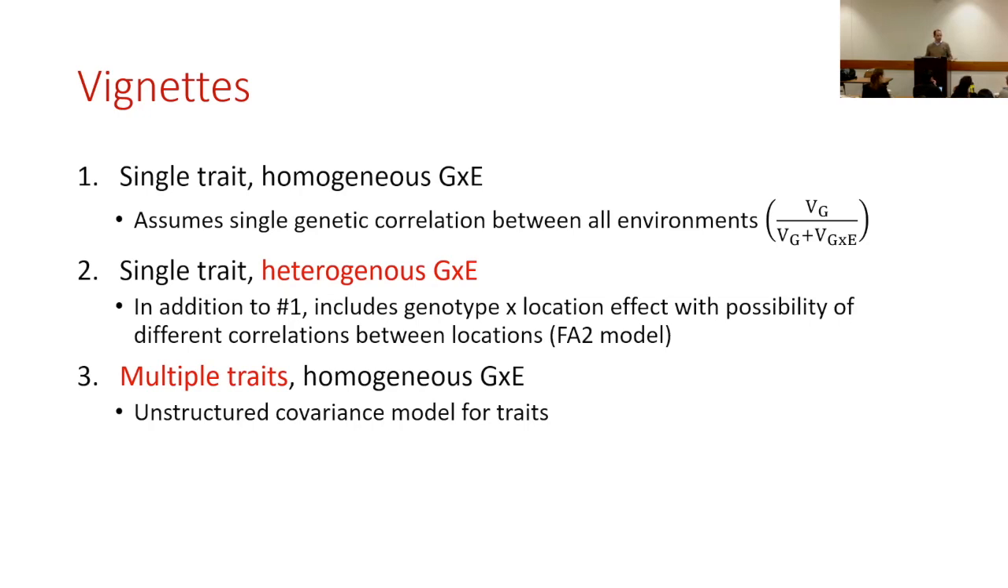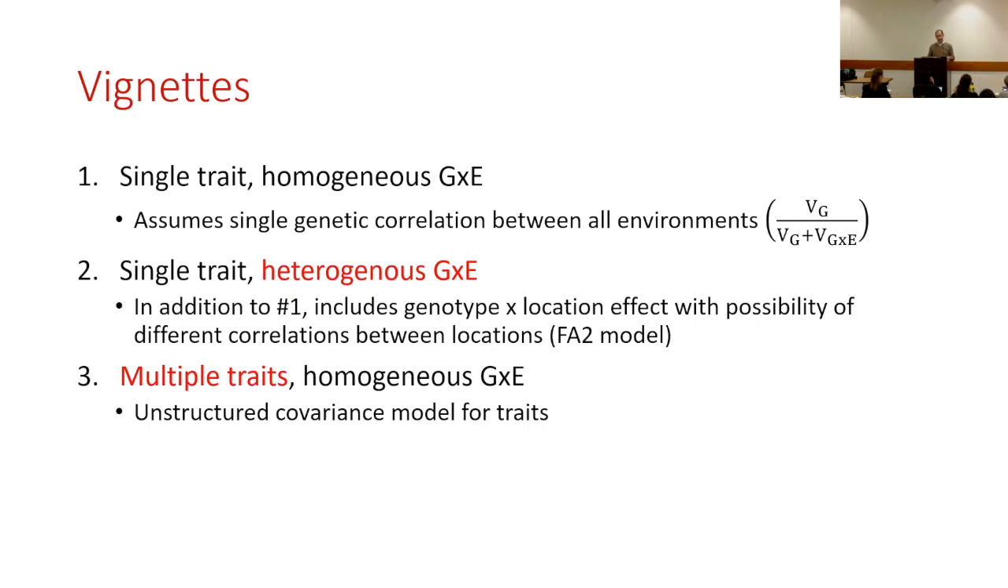Then we can go to a more complex G by E model, or what I'll call heterogeneous, where layered on top of this homogeneous G by E is another kind of G by E for a different factor. The most common application would be locations in a plant breeding context, but from a mathematical point of view, it could be management or other things that you might be interested in. But I'm going to talk about it like it's location. The software then allows for different potential correlations between different locations, and uses what's called the second order factor analytic model to do that estimation.